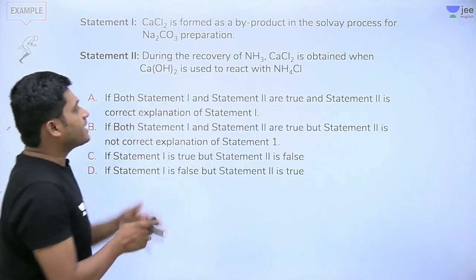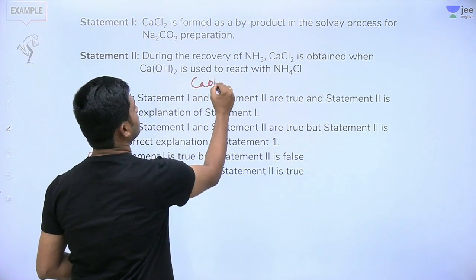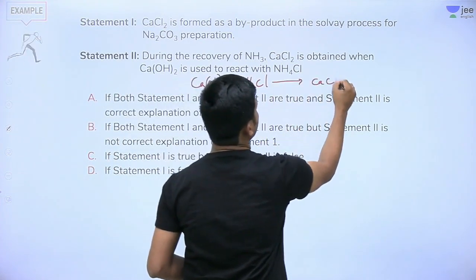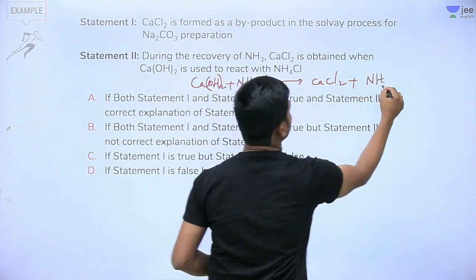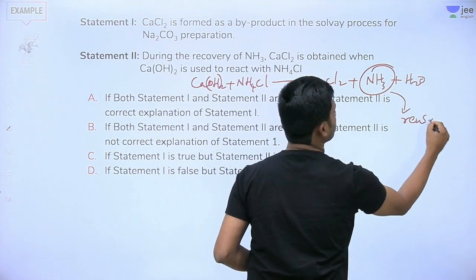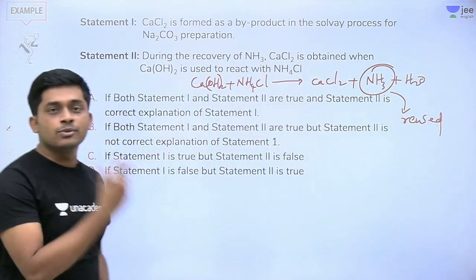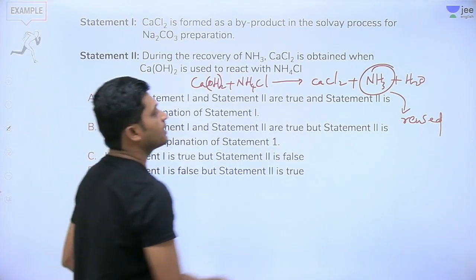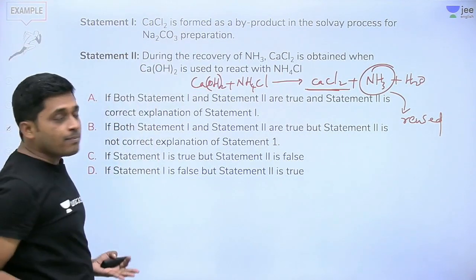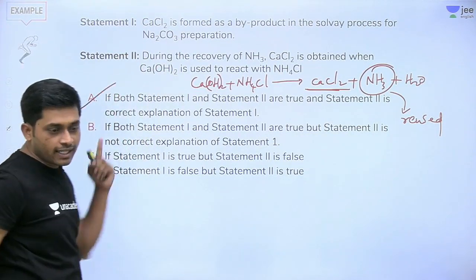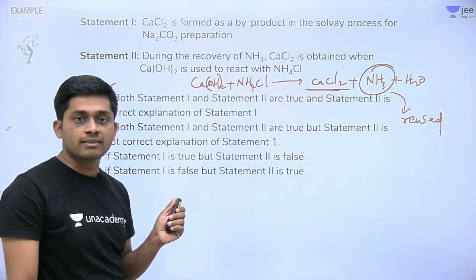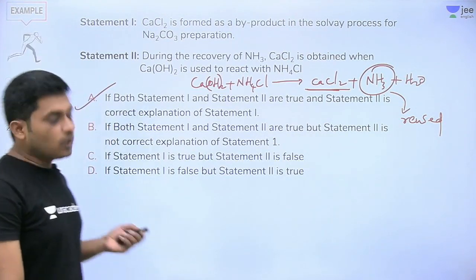See here, calcium hydroxide plus ammonium chloride gives CaCl2 plus ammonia plus H2O. Ammonia is reused. The byproduct we get is calcium chloride. It's fine, it is formed as a byproduct. So both the statements are correct and it is the correct explanation. Okay guys, right? So let us move on to the next question.